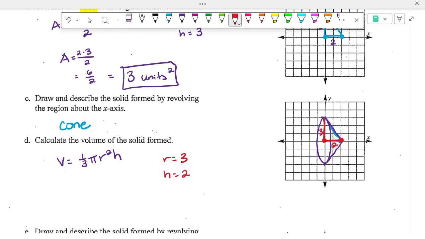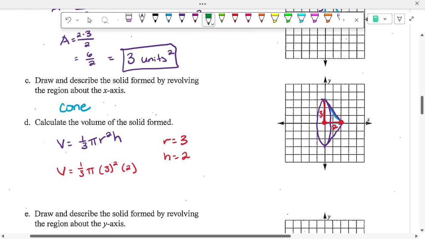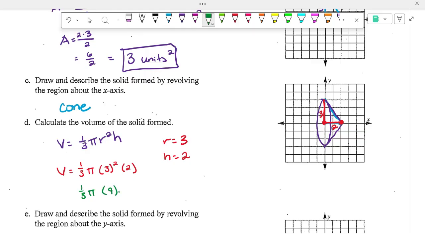All right, now I'm going to plug this in and calculate. So 1/3 pi times 3 squared times h, not h, 2. Let's get it in terms of pi first. What's 3 squared? 9. So I have 1/3 pi times 9 times 2. What's 9 times 2? So I have 1/3 pi times 18.